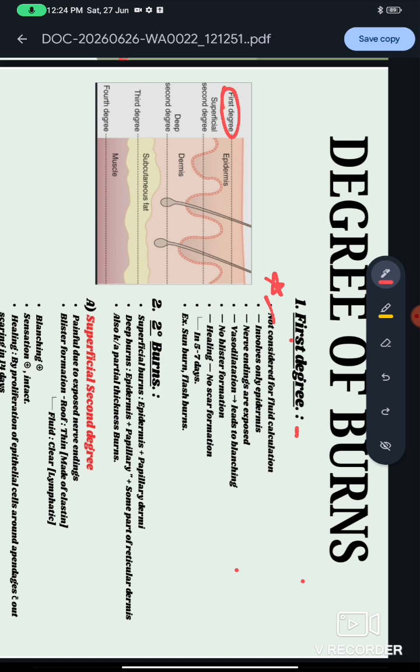But the first degree burns, since they are superficial and do not lead to any fluid loss, the area of first degree burns is not considered in the fluid calculations. First degree burns involve only the epidermis. The nerve endings are not exposed. There is no blister formation. Healing occurs without scar formation. Examples: sunburns and flash burns.